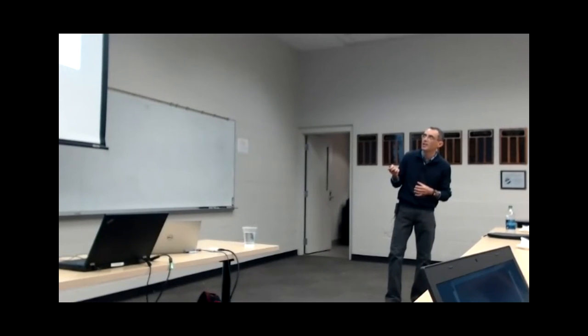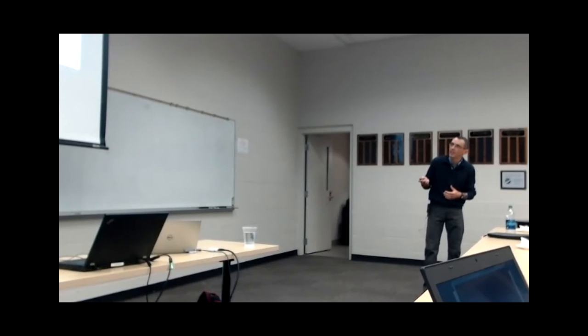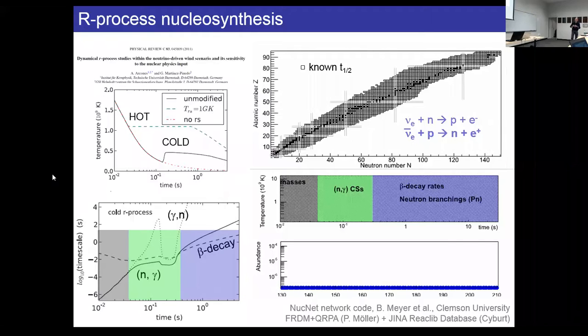If it happens earlier, then you have a hot r-process environment. If it happens later, then you have a cold r-process environment. And what I want to emphasize here is the bottom picture, which shows the relevant nuclear reactions that are taking place over the time along this evolution or this expansion of the supernova.